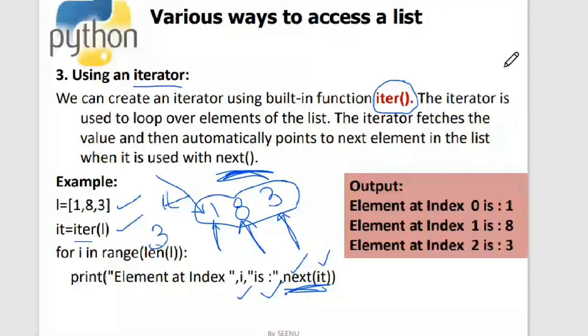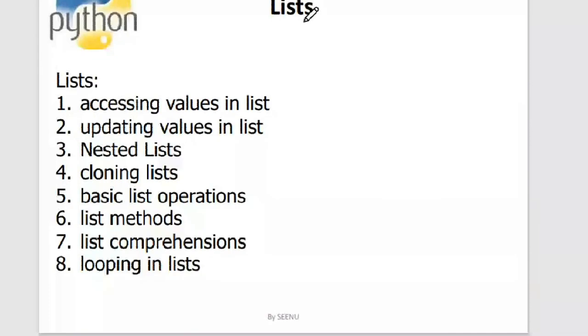What all have we seen in the list? We have seen nested list, we have seen cloning of list, we have seen basic list operations, list methods, list comprehensions, and finally we have seen looping in list. And also after that we have seen various ways of accessing a list.